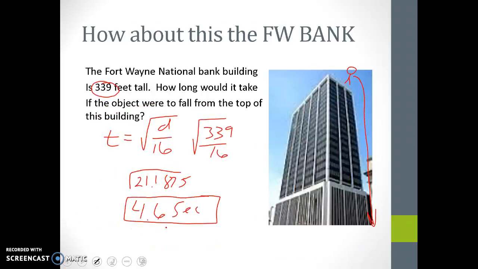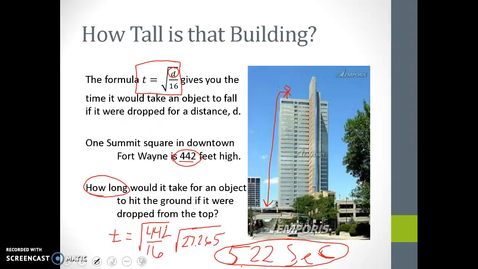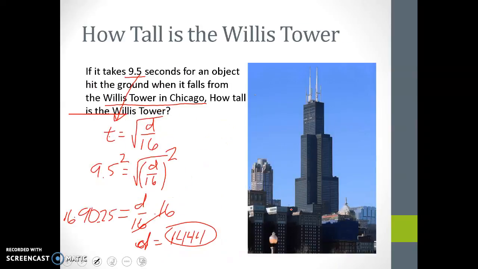1,444 feet high. The tallest building in Fort Wayne was 442 feet high. That means that if you stack this building on itself 3 times, the Willis Tower would still be taller than that building in downtown Fort Wayne. So that just gives you an idea of how our tallest building here in Fort Wayne compares to the tallest building in Chicago. It's about a third.